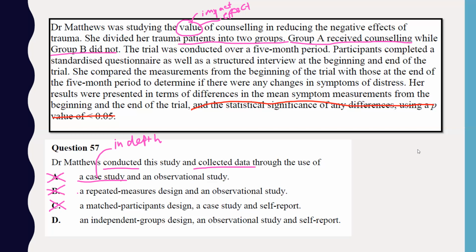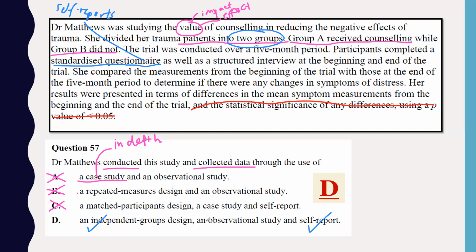So if we eliminate those options, we can see that the best answer would be D. Okay, the best answer would be D because it is an independent groups design that's being used. We can see that because you've got patients divided into two groups and some kind of a clue there that they are separate participants in those two groups or that the participants are different. A self-report is being used because it says that participants completed a standardized questionnaire, and questionnaires are a type of self-report. Okay, along with your interviews and other interviews, surveys, all of those are types of self-reports.